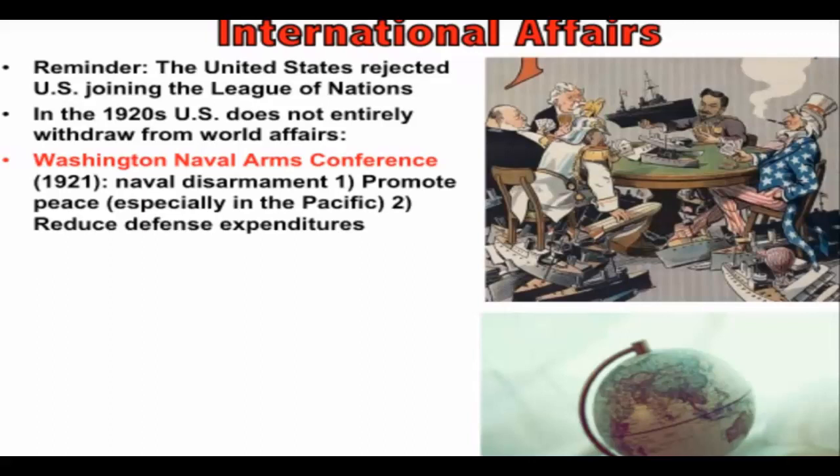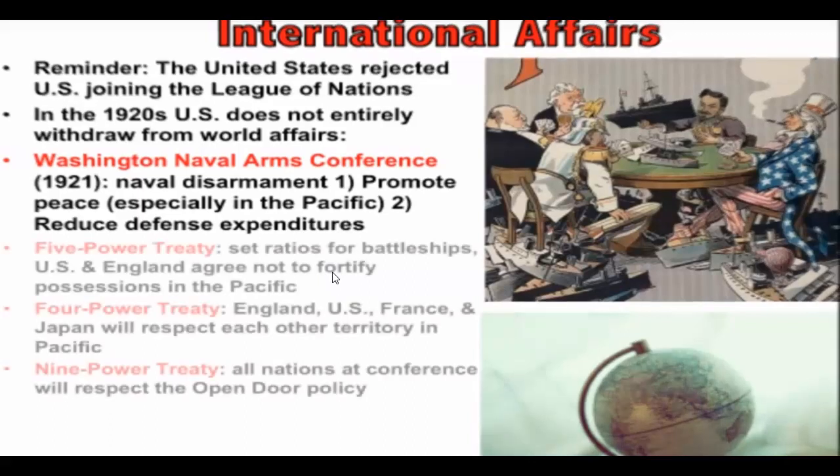Okay. Now, basically what that did is that we tried to promote naval disarmament. This wasn't a conference where we're trying to eliminate weapons of mass destruction or bombs or anything like that. Those don't exist. But what we tried to do is promote peace, especially in the Pacific. We would try to cut down on our defense spending, and we would try to eliminate the number of warships in our Navy.